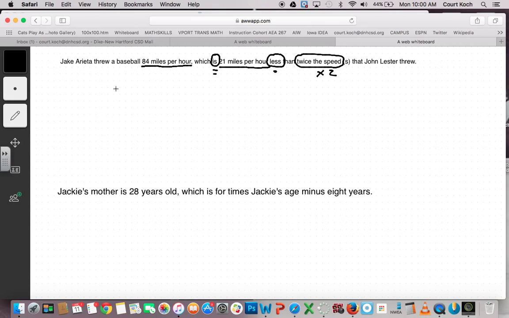So I'm going to start substituting with what I know, and I like to go left to right. So I'm going to start with 84 equals 21 miles per hour less than twice the speed that Jon Lester threw. Now this can be confusing. If I just write it from left to right, it's going to look like this: 21 less than 2 times the speed that Jon Lester threw. I don't know what that is. Well, let's go with this. Let's see if it works.